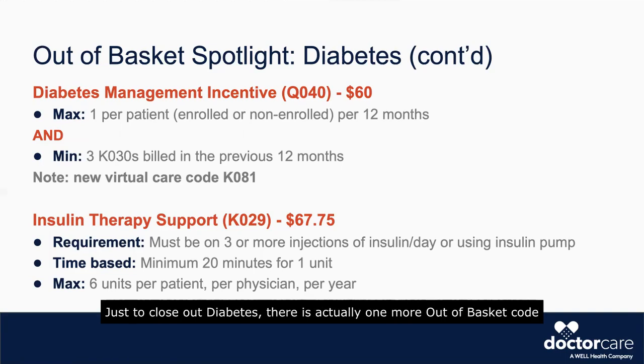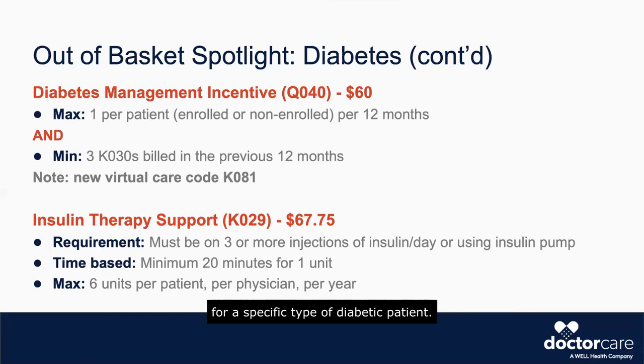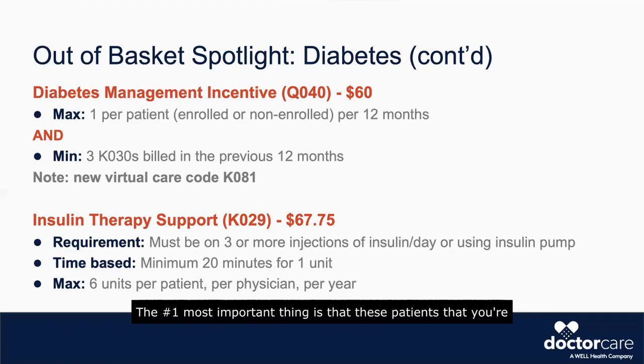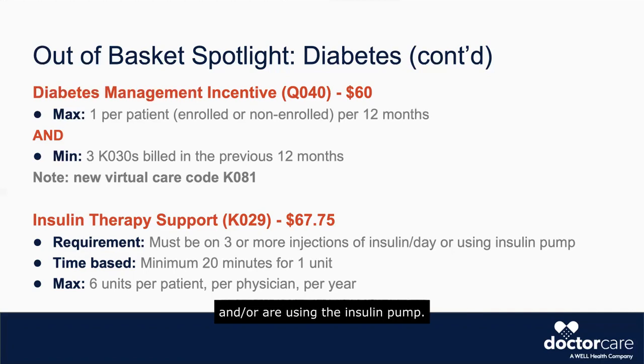Just to close out diabetes, there is actually one more out-of-basket code for a specific type of diabetic patient. It's called the Insulin Therapy Support K029 code, and it pays out at $67.75. And there are some requirements with this code. The number one and the most important thing is that these patients that you're going to be billing the service for have to have at least 3 or more injections of insulin per day and/or are using an insulin pump. So it's not for all diabetics.